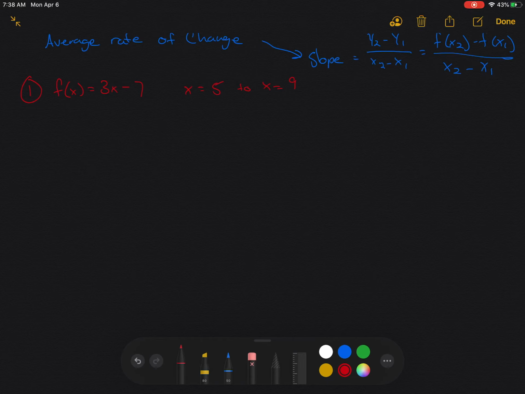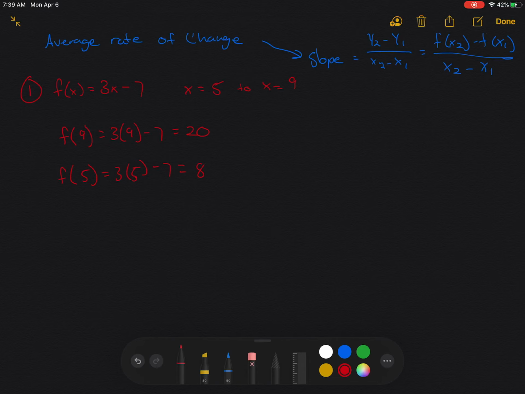So the first thing we've got to do is plug in the two ends of our interval. We're going to have our f of 9 and our f of 5. If we have f of 9, that's 3 times 9 minus 7, which equals 20. And for f of 5, we get 3 times 5 minus 7, and it's going to equal 8. So now we have our two x's, 5 to 9, and our two results, 20 and 8.